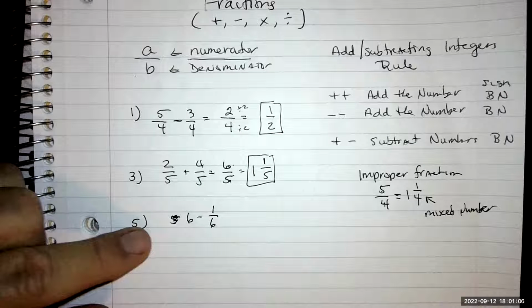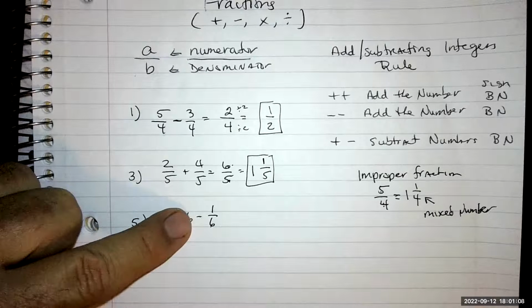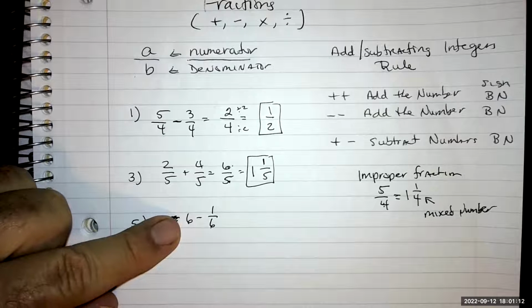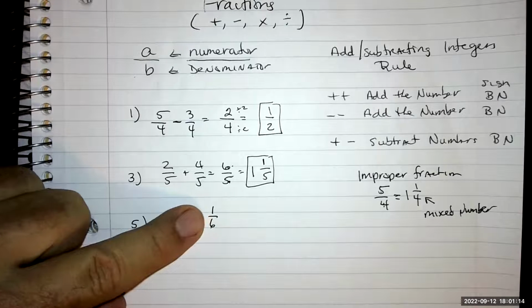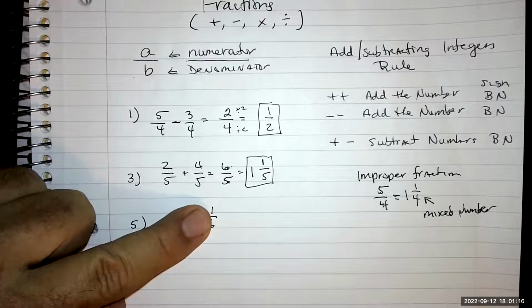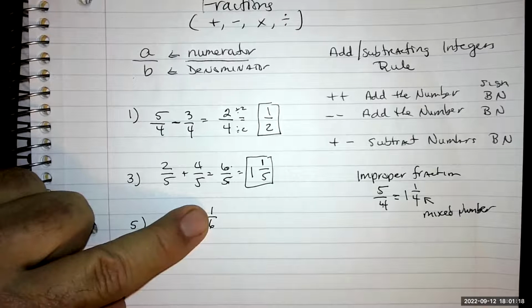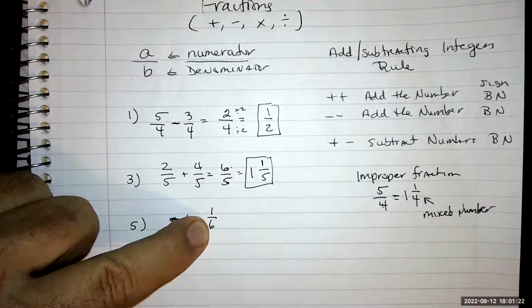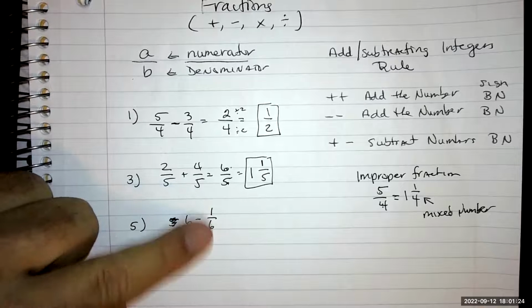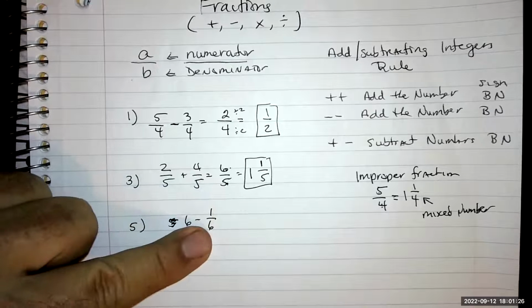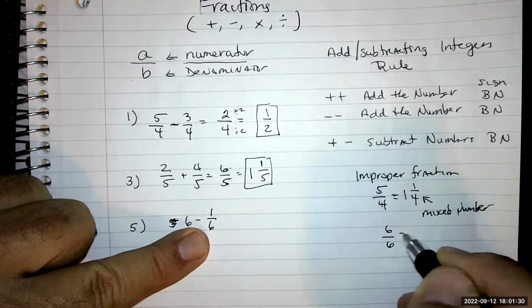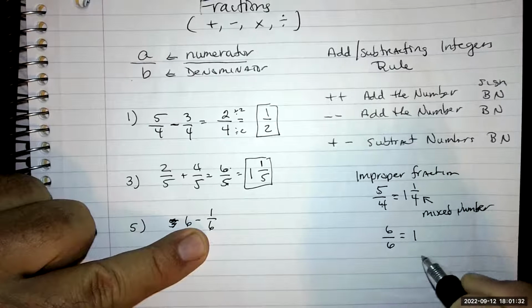All right, so I have a whole number, and I'm subtracting a fraction from a whole number. There's a couple of ways I could do this. I could visualize what I have left when I have a whole and I only take 1/6 of it. Notice, 6 represents a whole. If I had 6 over 6, that would be one whole. Whenever the numerator and denominator are the same, that represents one whole.